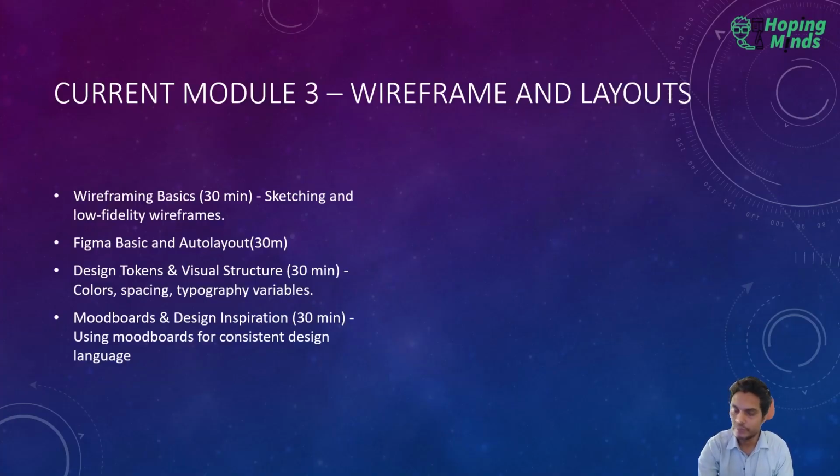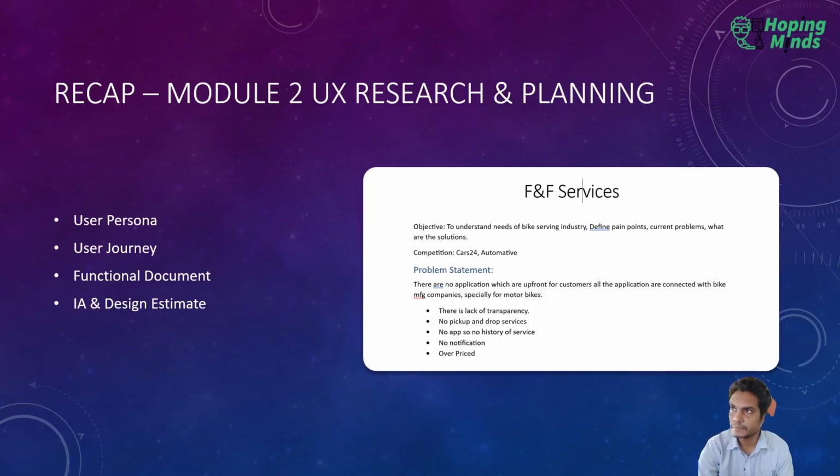But before we jump into module 3, let's do a quick recap. In module 2, UX research and planning, what did we learn so far? We learned about user persona, user journey, functional document, information architecture, and design estimate.